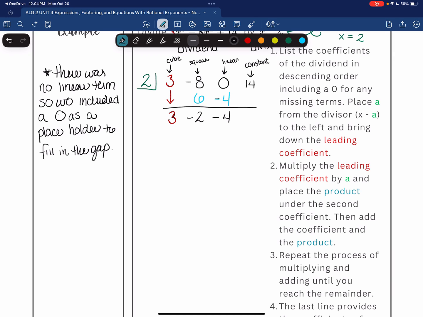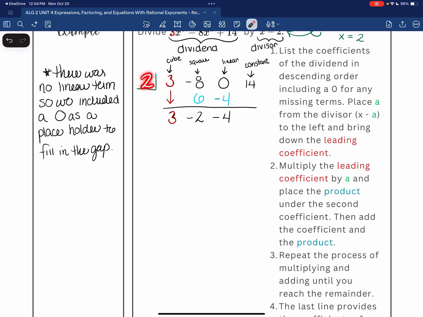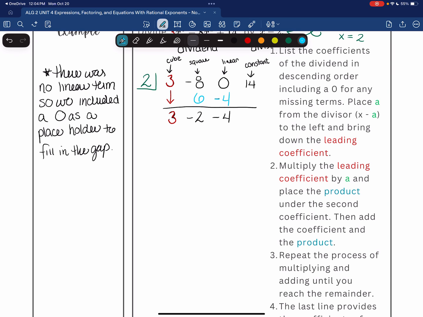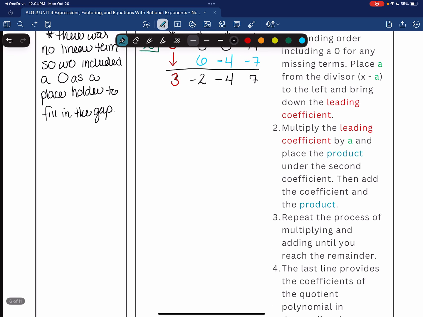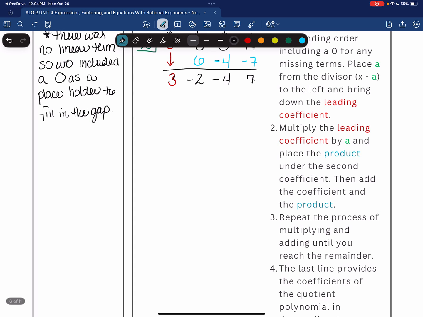Again, we start this process again. Take the 2, multiply it with the -4, put that product underneath the next coefficient. That's going to be a -7. Then add those down, and that's going to be a 7. So we repeat that process until you reach the remainder. Always circle the last number that you get. This, ladies and gentlemen, is the remainder.